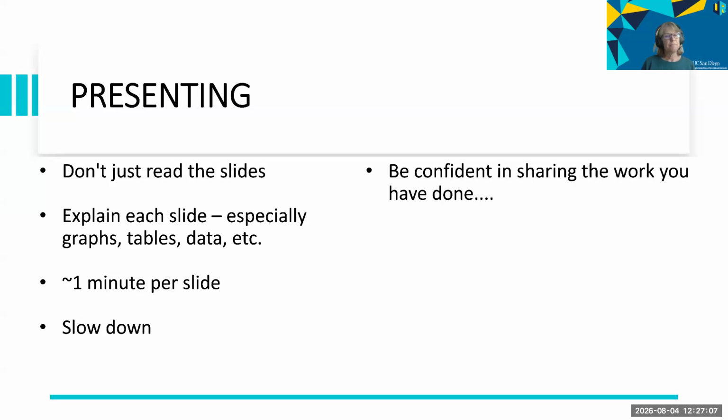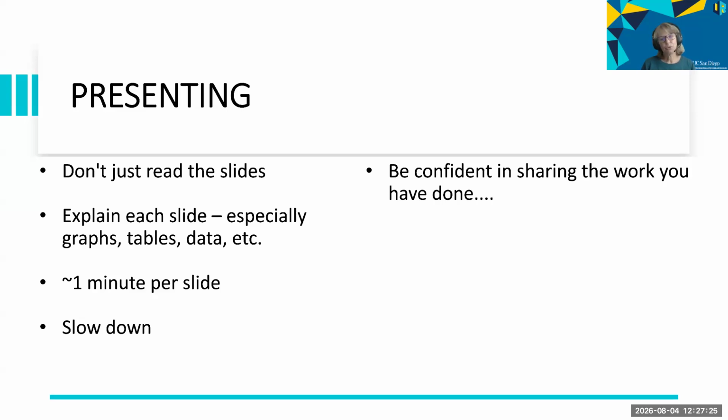Slow down. It's very easy to talk too fast. So just take a deep breath, slow down. We'll talk about this in a moment, but it's going to be really important to practice in advance so that you know that you'll be well within your time limit.